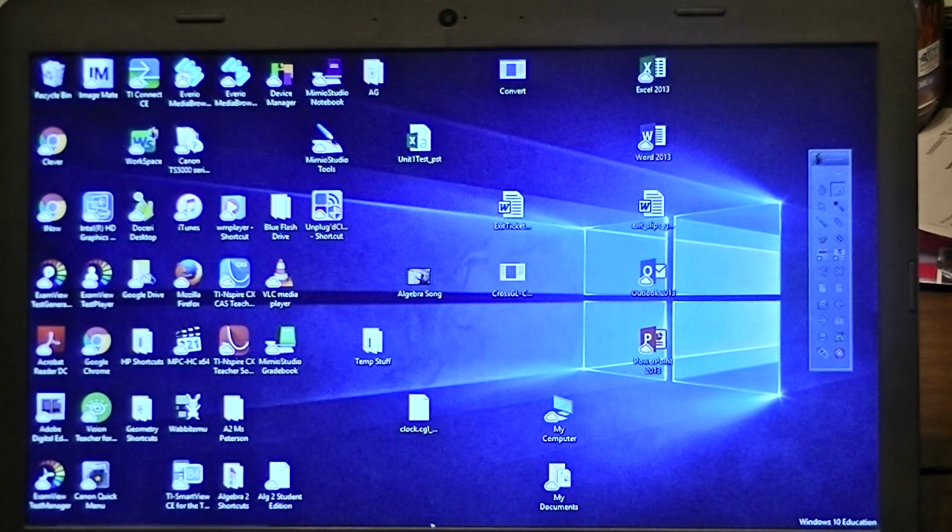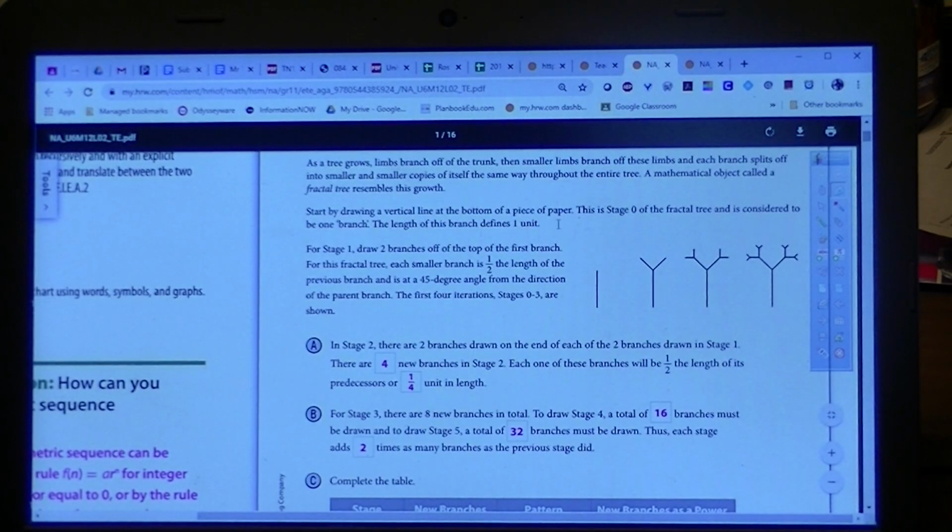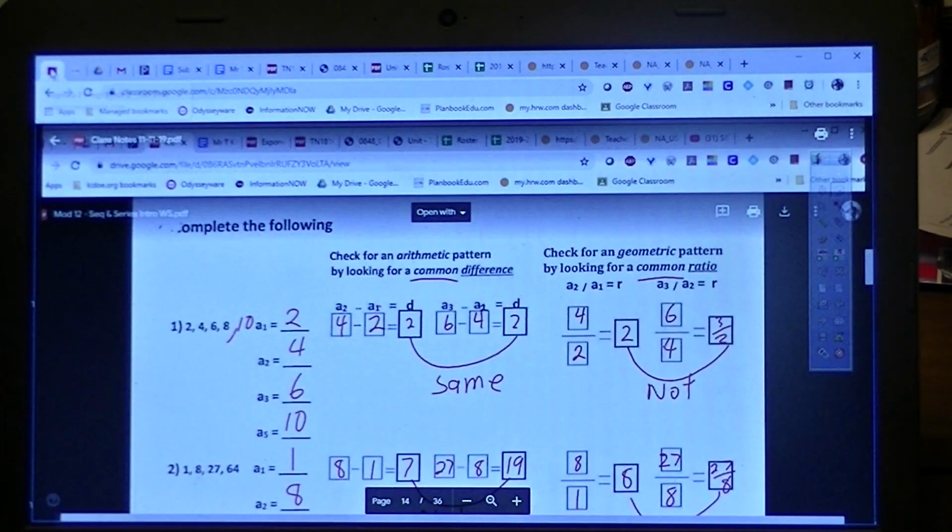Trying to get some things set up here. And 12.2, let's back up just a little bit. Let's go back to our notes.